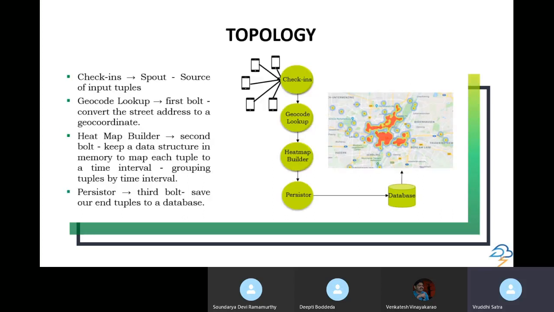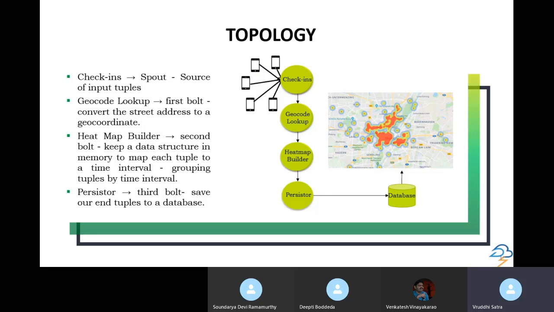Now we need to form our topology. First, we have a spout called check-ins. It will collect all the check-ins coming in from mobile devices and emit them into a stream. The second is geocode lookup, which is the first bolt. It will convert the addresses of the bars to a geo coordinate.